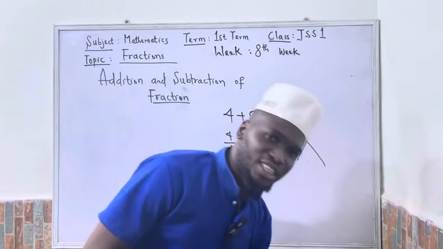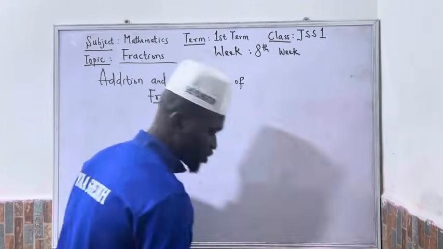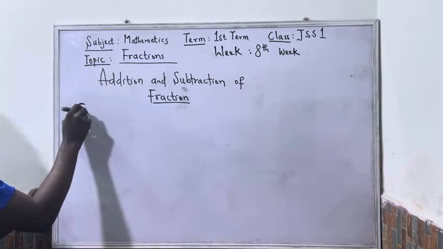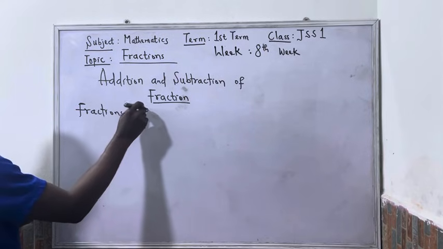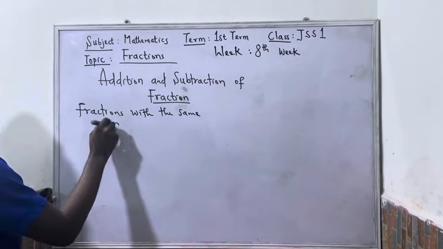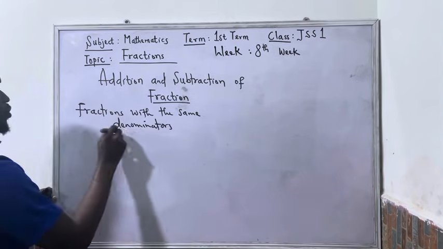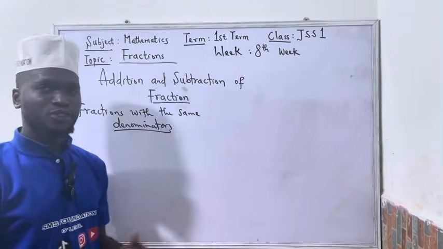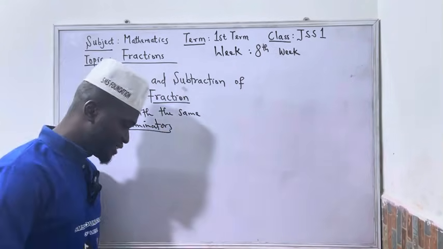So we are going to take it as usual from the simplest. Let's start with fractions with the same denominators. So don't forget, the denominator is the number at the bottom of a fraction. So when fractions have the same denominators, you can always add directly.